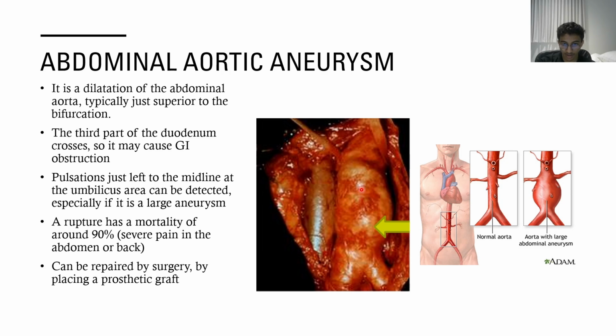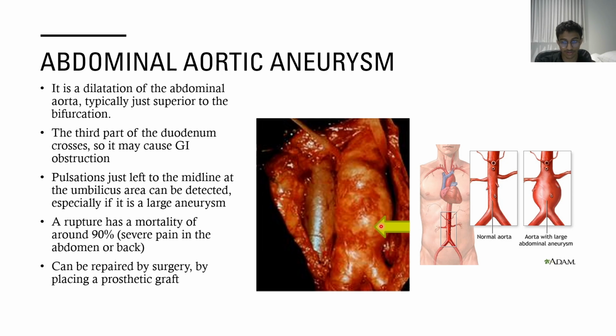Now, this is a pathology called abdominal aortic aneurysm. It's when the abdominal aorta dilates just above the bifurcation, and the third part of the duodenum passes right through that. So when the aneurysm is large enough, it can cause a GI obstruction. Sometimes if the aneurysm is large enough, you can feel pulsations on the midline, kind of shifted to the left, since the aorta is kind of to the left, in the umbilicus area.